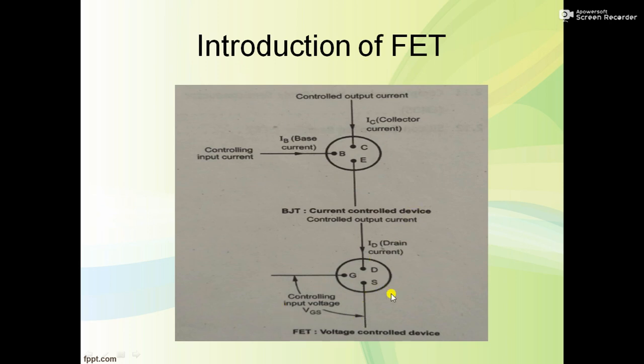Similarly, in case of FET, at the input side we are applying the voltage VGS as the input voltage. VGS means voltage between gate and source, and we apply this voltage to the gate terminal. With the help of this VGS voltage we can control the drain current, that is ID, the output current. So this FET is called a voltage controlled device.